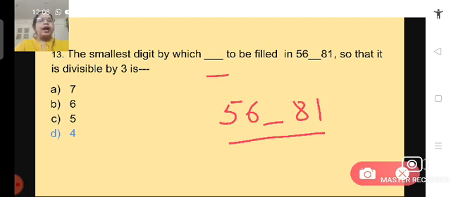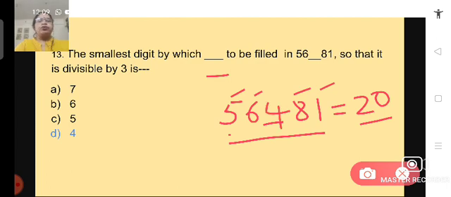Children, we can add these given digits and find out that these digits sum up to the number 20, isn't it? 5 plus 6 plus 8 plus 1 gives us 20. So, what is the smallest digit to be filled here? It will be 4, so that the sum becomes 24, which is divisible by 3. So, option D is the correct answer.